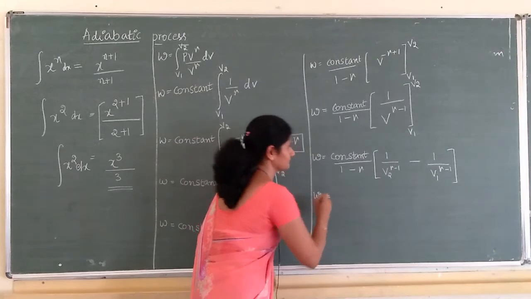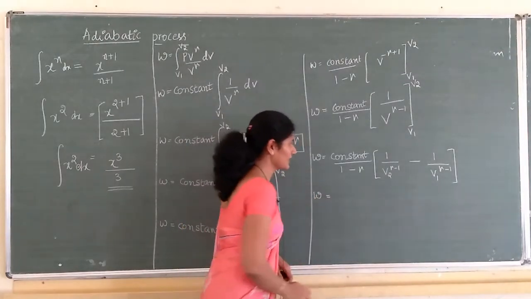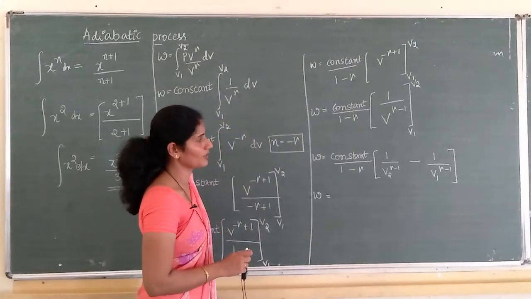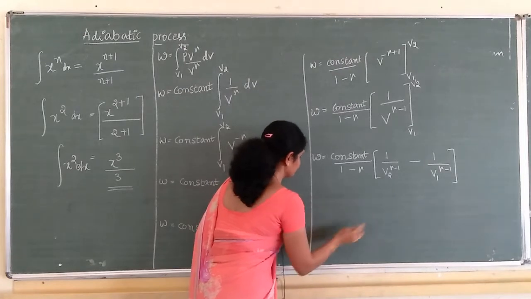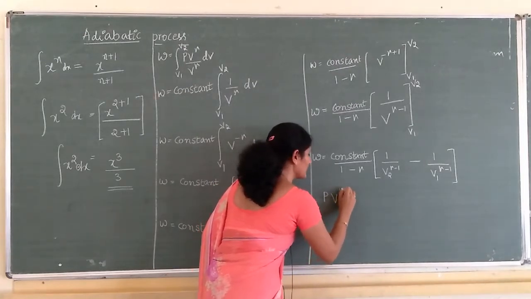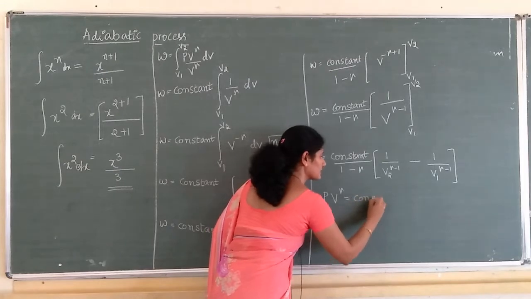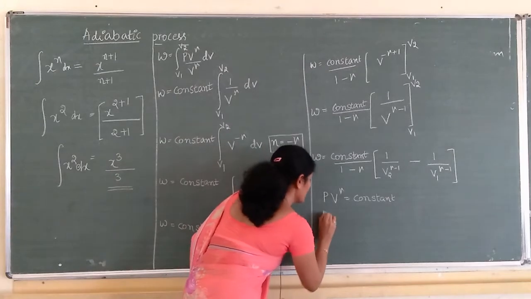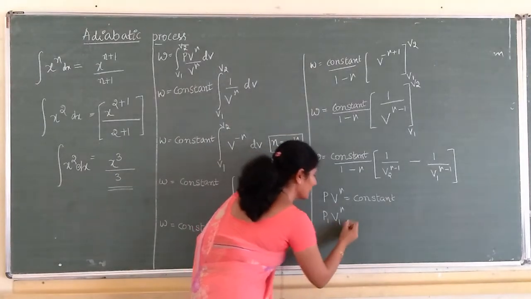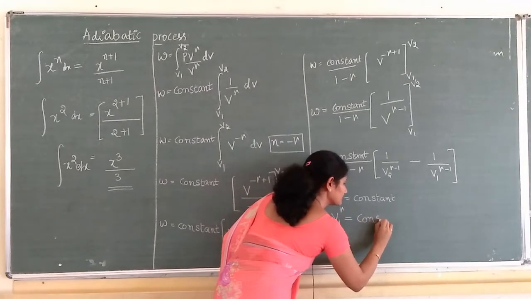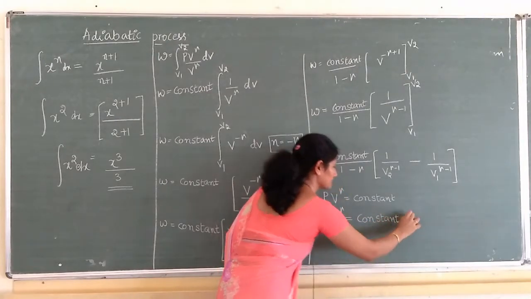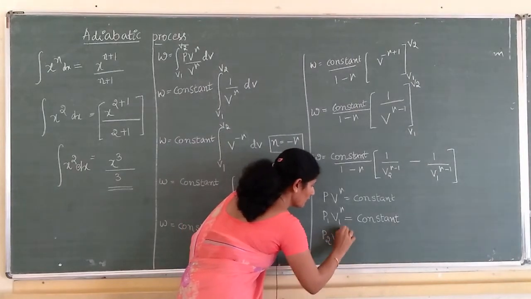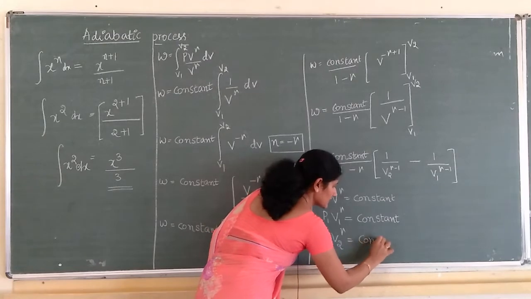W is equal to constant divided by 1 minus gamma, 1 by v2 to the power gamma minus 1 minus 1 by v1 to the power gamma minus 1. We know that p v to the power gamma is constant, or p1 v1 to the power gamma is constant, or p2 v2 to the power gamma is constant.